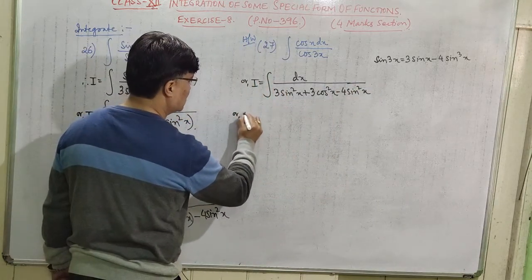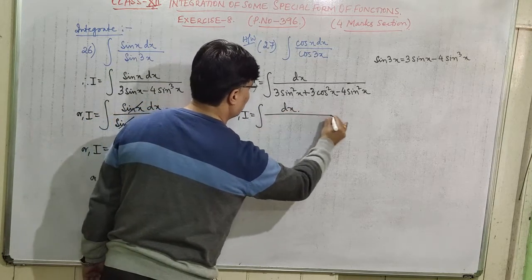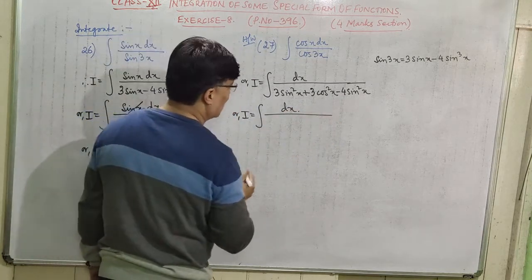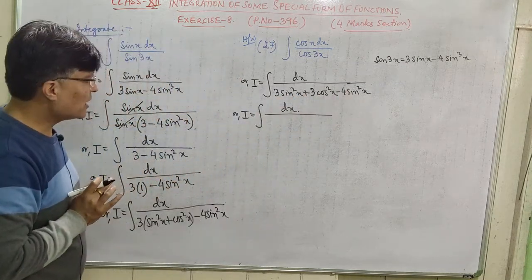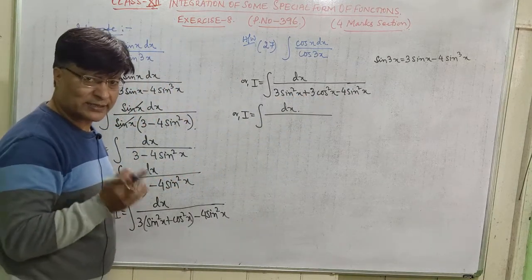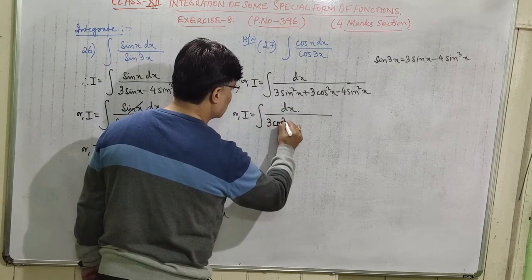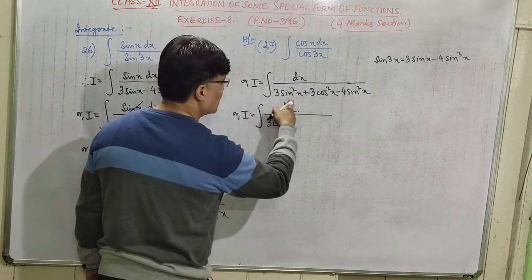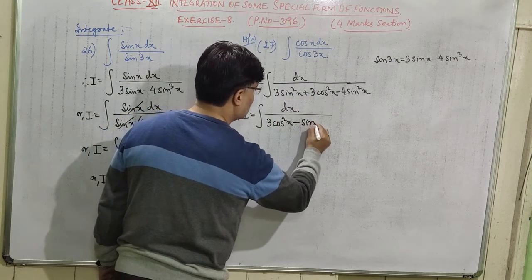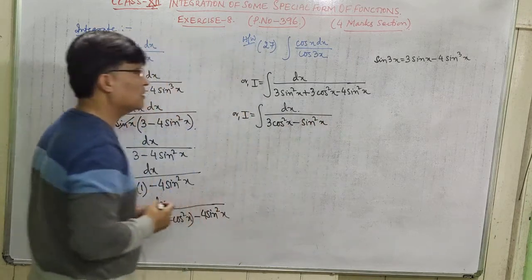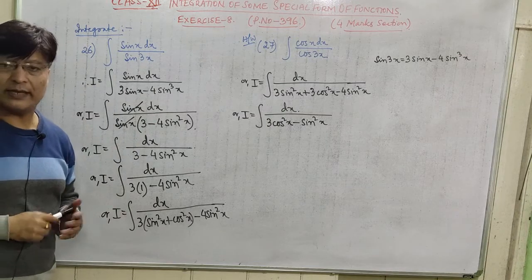So let us simplify it. I is equal to the integration of dx divided by, now in this case you can simplify the similar terms, that is 3 sin square x minus 4 sin square x can be simplified. So you should write here 3 cos square x, and 3 sin square x minus 4 sin square x is minus sin square x, right? 3 sin square x minus 4 sin square x is minus sin square x.